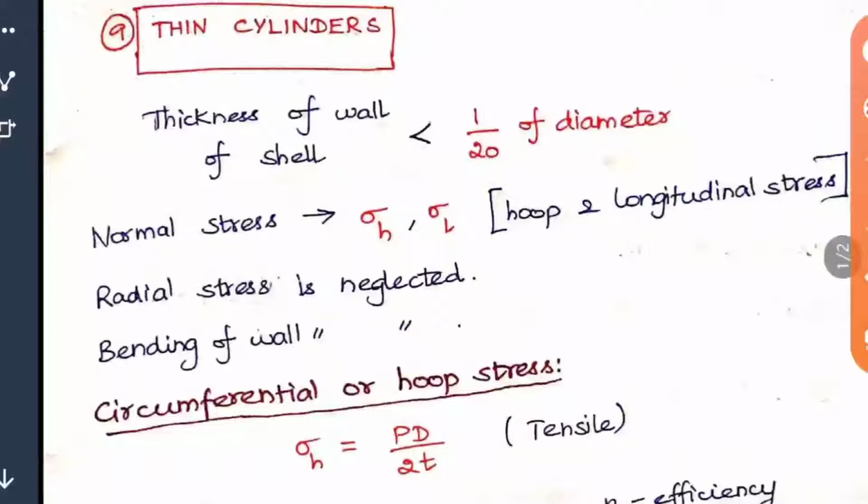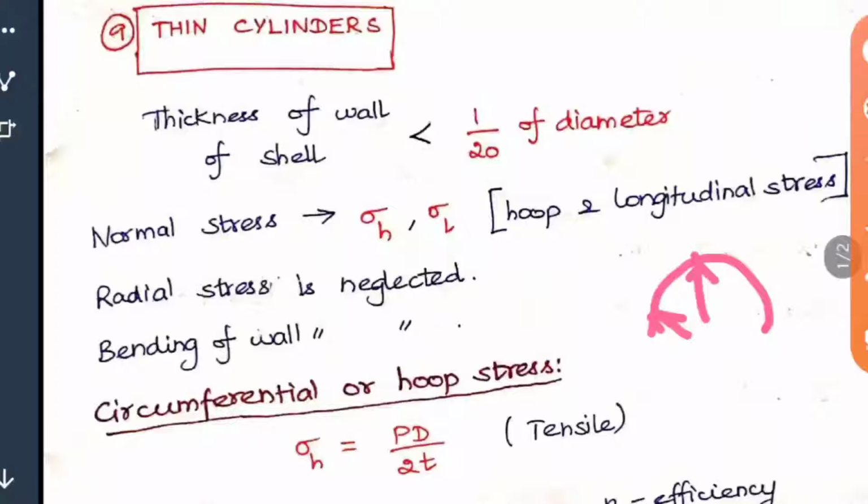Here some stresses are occurring. The normal stresses are sigma h and sigma L, that is nothing but the hoop stress and the longitudinal stress. So let us see now how the stresses are occurring. If you take a cylinder like this, I am taking half of the cylinder like this. The pressure will be acting like this.